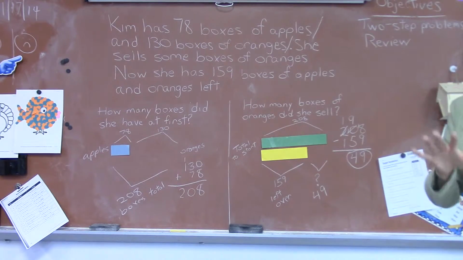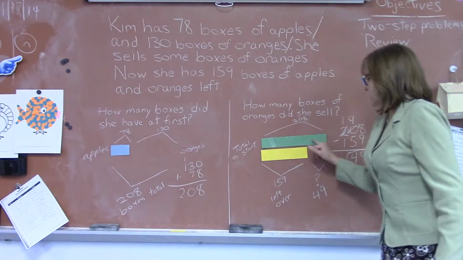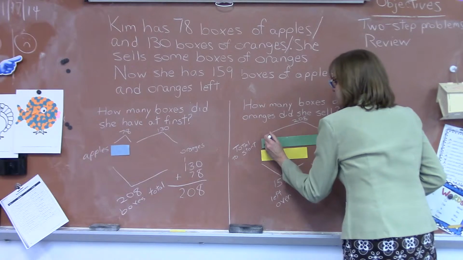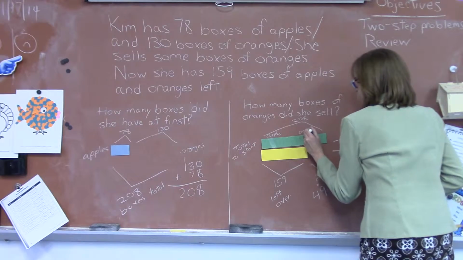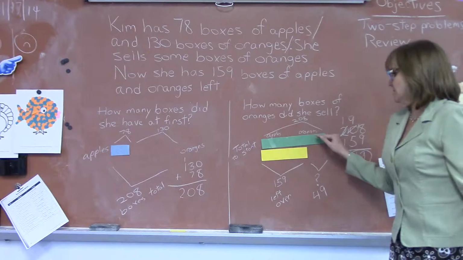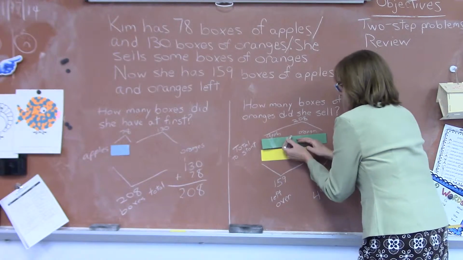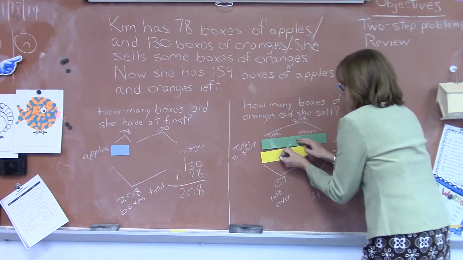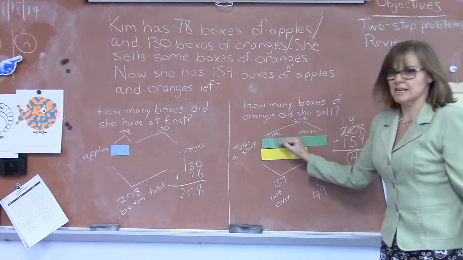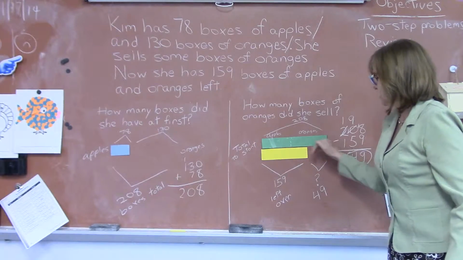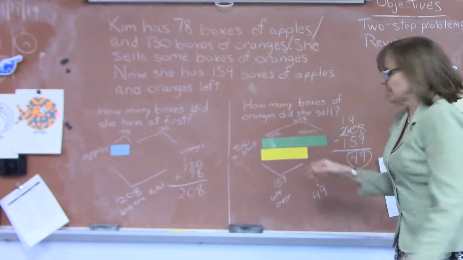Now, just for clarification, I do want to show you something. If we take a look at our whole, remember our whole started out as apples and oranges. Part of our whole was apples, part of our whole was oranges. I'm going to put a line down the center to show you. Hopefully you can see that on the camera. And I'm going to say, well, this part of that whole was apples and this part of the whole was oranges.